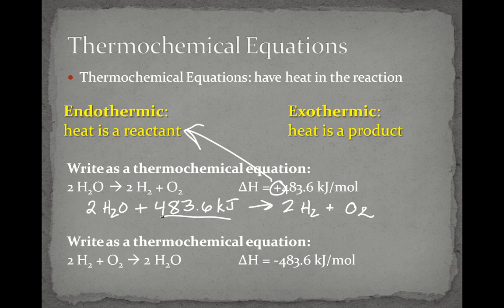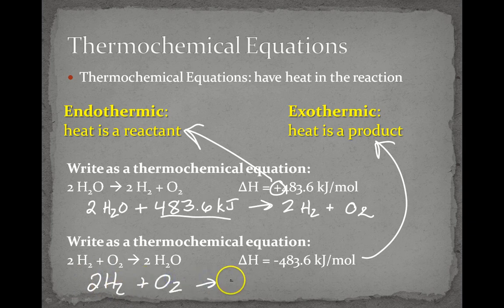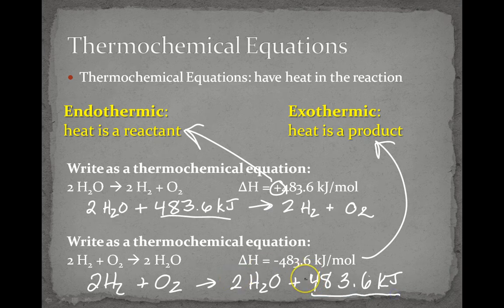Now, how about this reaction? The opposite process, those products turning into reactants, would be an exothermic reaction because the delta H value is negative. So if we were to write that as a thermochemical equation, we would write 2H2 plus O2 makes 2 H2Os and 483.6 kilojoules per mole. You don't write the per mole part when you write it in the reaction. You just write the kilojoules part because it's a mole ratio. So again, endothermic heat will be on the reactant side. Exothermic heat is on the product side.